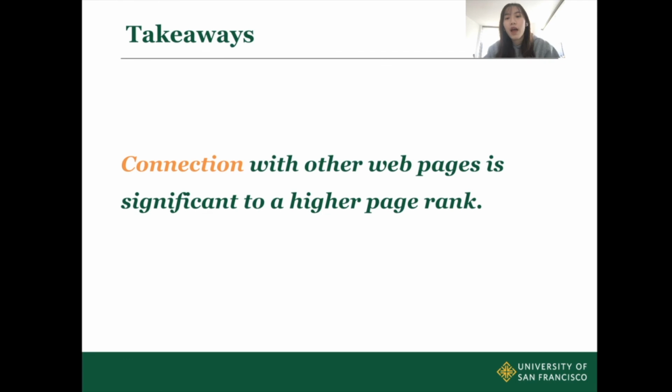So summing up everything that we just talked about, our final takeaway from this algorithm is that connection with other web pages is very significant to a higher page rank.